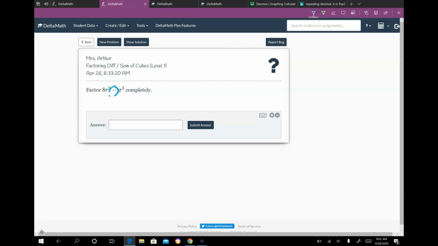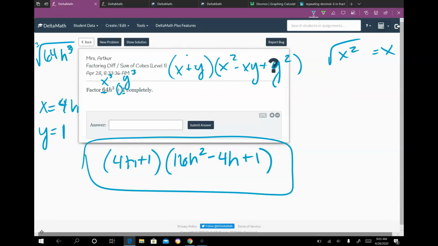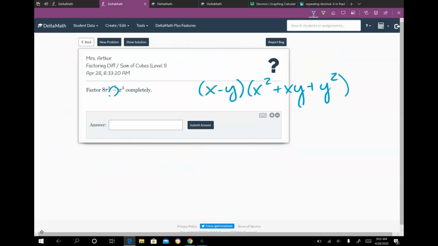The difference one is going to be x minus y times x squared plus xy plus y squared. I know you would think the sum would have all the pluses, but the difference one has all the pluses. If you notice, the only thing that changed is the x plus y went to x minus y, and then the x squared plus xy was negative. So it's always plus y, okay? It's just these two signs switch in the other one, okay?